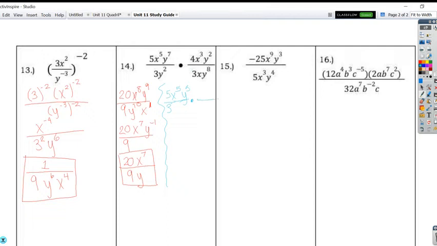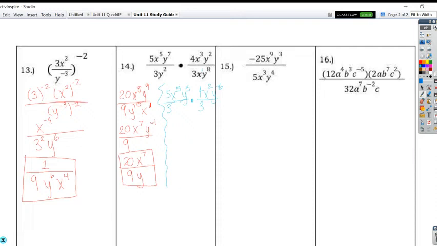Now with my coefficients again, 4 divided by 3, that's not going to simplify. We'll keep it just as it is. X to the third divided by x to the invisible 1. So when you divide your bases, subtract your exponents, you are getting x squared. And y to the second divided by y to the 8. When you divide, subtract the exponents. 2 minus 8 gives us negative 6.